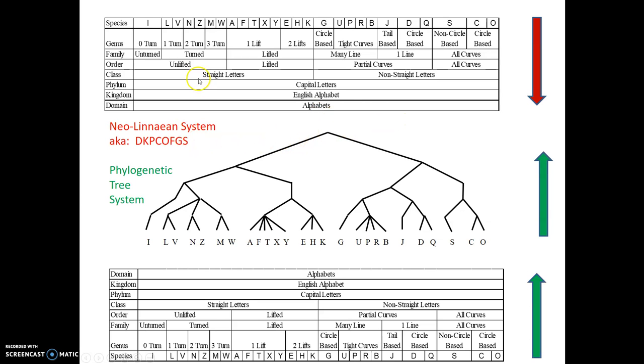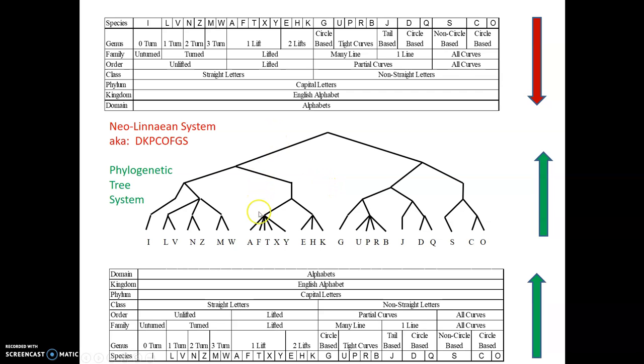Okay, so this version is the Neo-Linnaean. That's our genus, family, order, class, phylum, kingdom, domain. And this is the phylogenetic tree. So I start off with all the letters down here, and then I group them. This is a group of 4, a group of 2, and then these 2 letters and this 1 letter come together and make a group. And you just work your way up the tree.